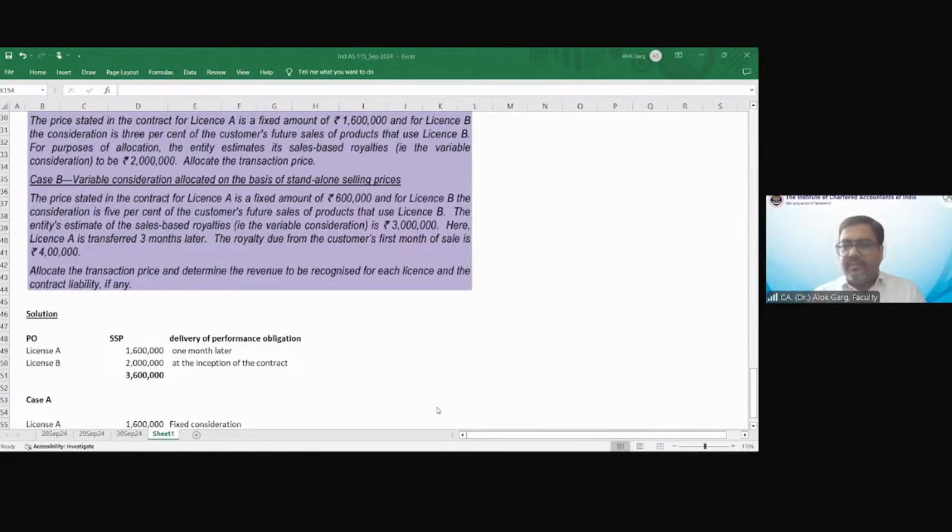Clear? Have you understood why the standard talks about allocation of transaction price? Is that clear? Yeah. So in this question, the price stated in the contract for license A is a fixed amount, whereas the cost of the license is 16 lakh rupees.